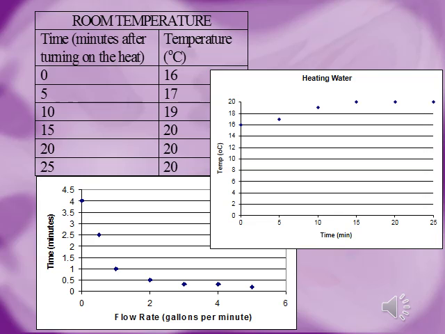So this graph shows inverse proportion. As the time goes down, the flow rate goes up. The graph on the right shows a direct proportion. As time goes up, temperature goes up. So we have indirect line graphs and direct line graphs. One is an inverse proportion and one is a direct proportion.